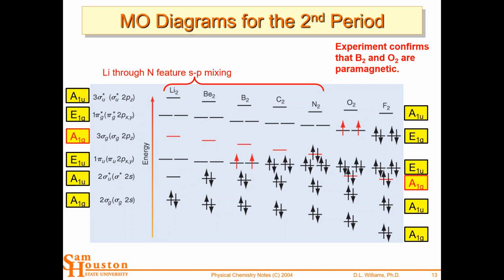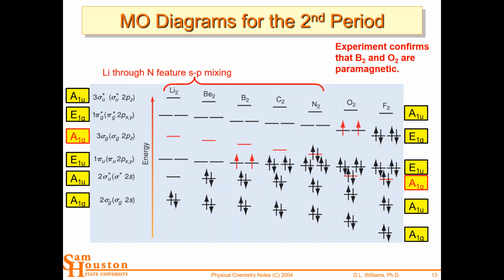But let's look at this. Experiment confirms that boron and oxygen are paramagnetic. What's paramagnetic? Well, if you put this electron cloud in a magnet and you have unpaired spins, you can detect those unpaired spins. If they're paired up, they're diamagnetic.